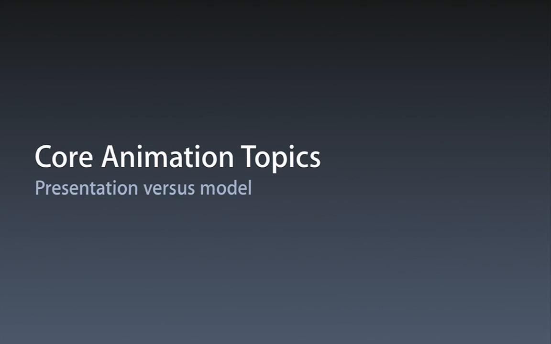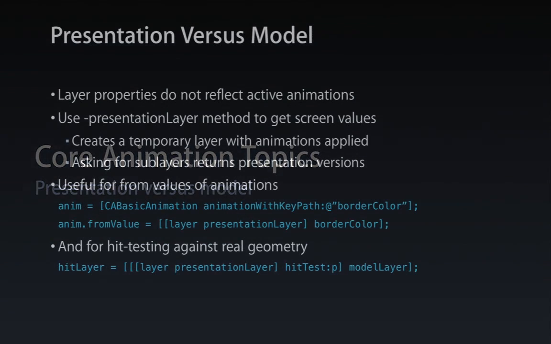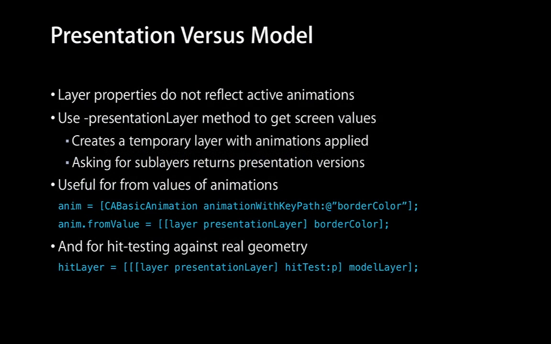Okay, so next topic I want to cover is presentation versus model. And just getting a bit pressed for time here, so I'm going to go through this fairly quickly. But I've said many times that animations don't affect model values. So the layer properties that you look at while your code's executing don't reflect active animation.